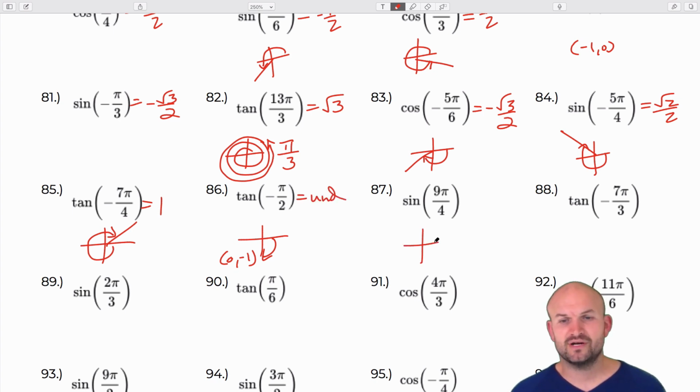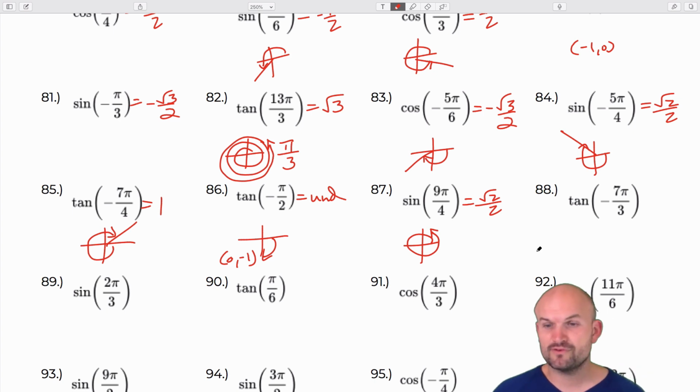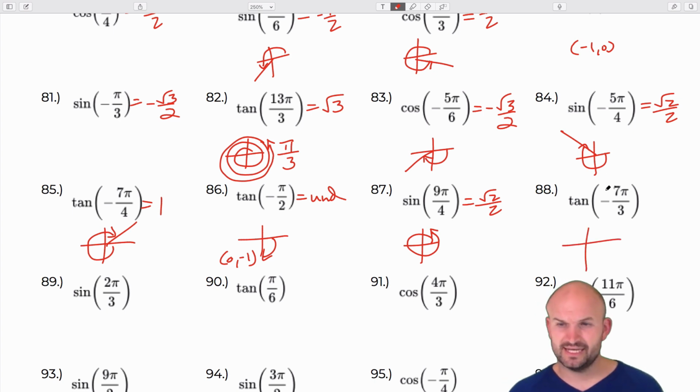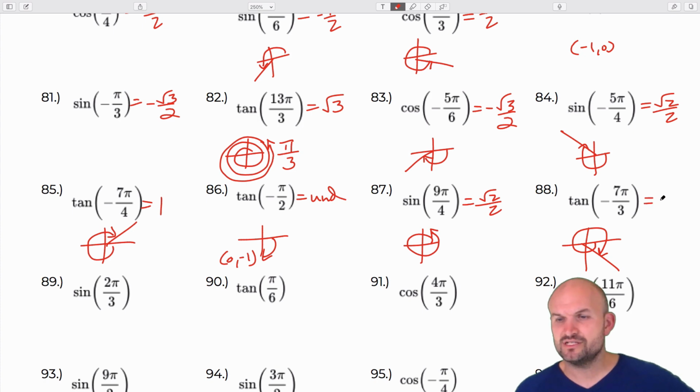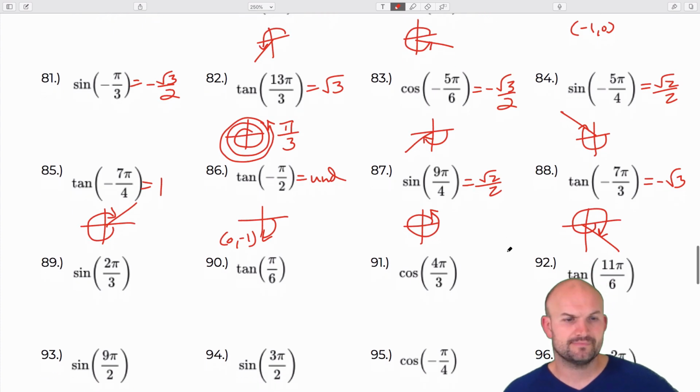Okay, 9 pi over 4 is larger than a revolution, so that's going to take us back to the first quadrant, though. Reference angle is pi over 4. Let's see here. This one is going to be larger than a revolution, but in the negative direction. Tangent is negative in the fourth quadrant. Reference angle is pi over 3, so that's going to be a negative square root of 3.